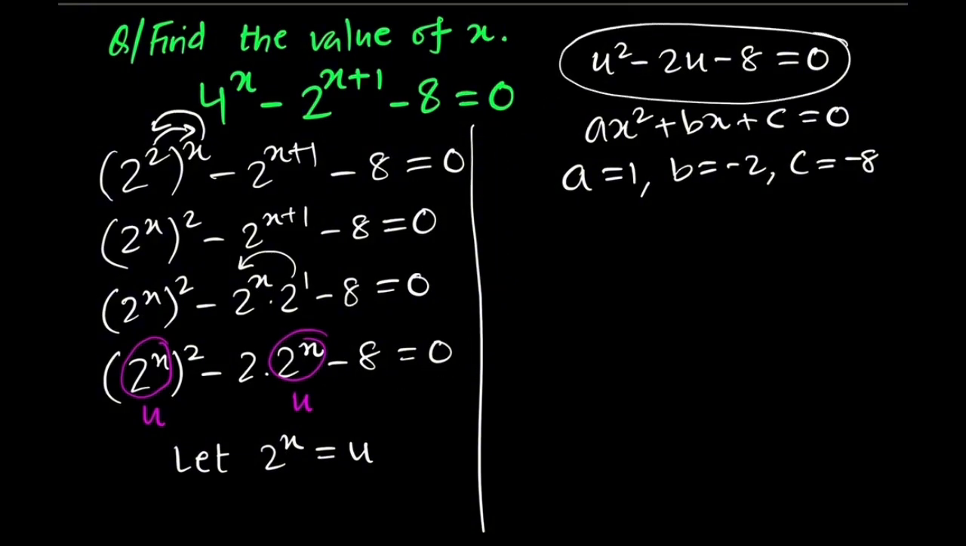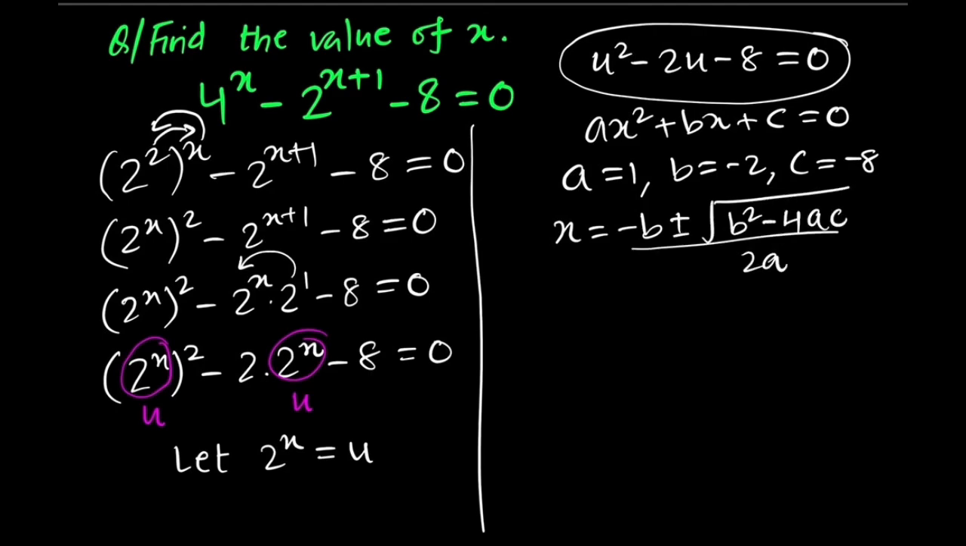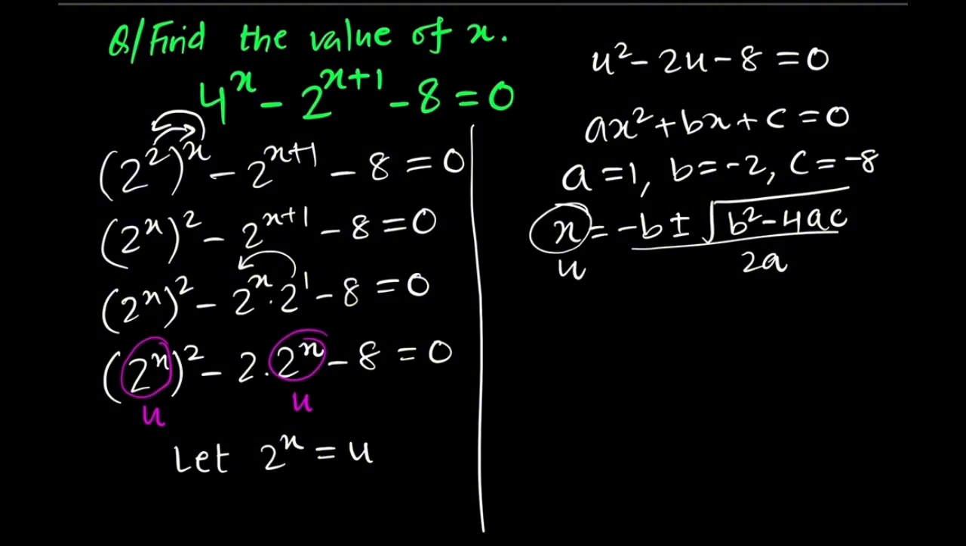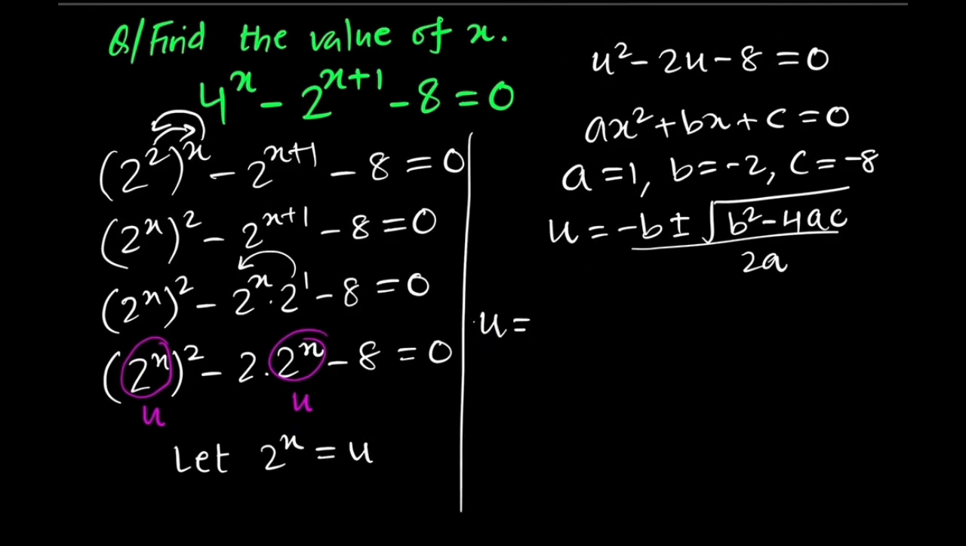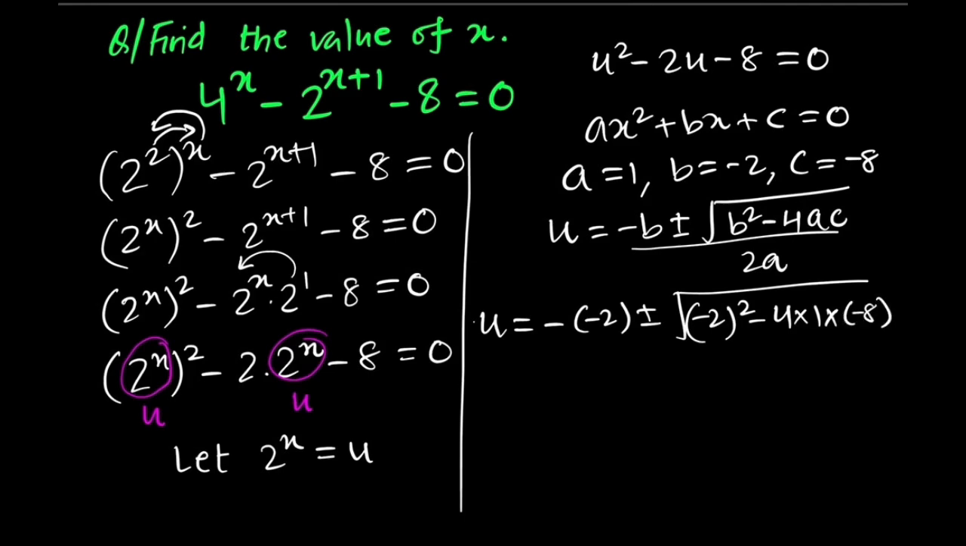Now let's solve this quadratic equation using the quadratic formula that says x equals minus b plus minus square root of b squared minus 4ac divided by 2a. But in this case, we are not finding this x, but instead we are finding u, because we are solving this quadratic equation that is in the form of u. So u equals minus b, meaning negative 2, plus minus square root of b squared, meaning minus 2 squared, minus 4 times a, which is 1, times c, which is negative 8, divided by 2 times a, which is 1.